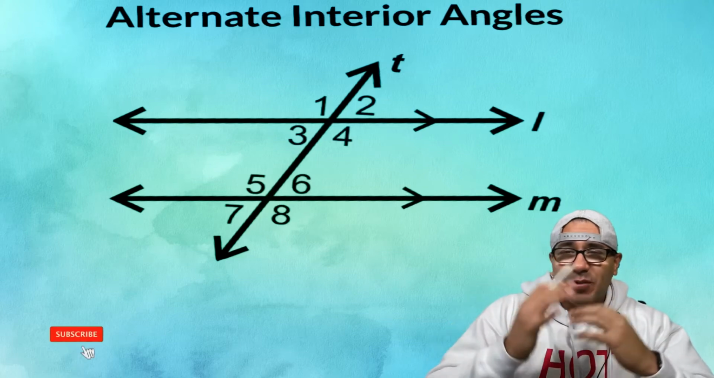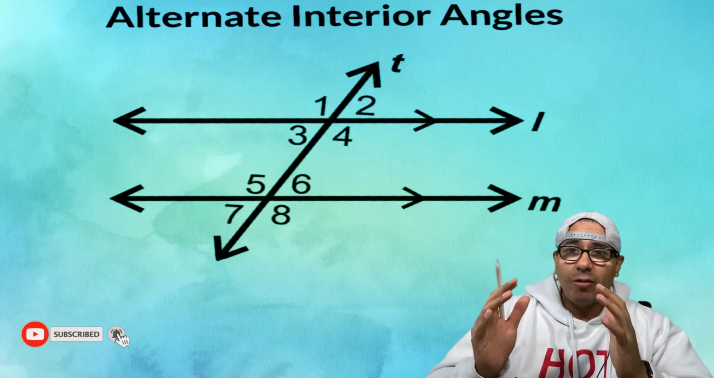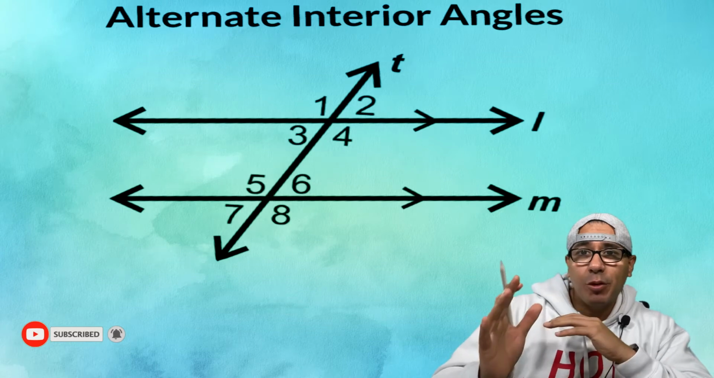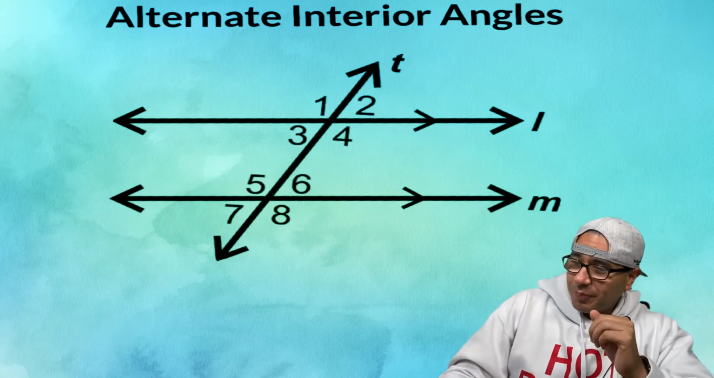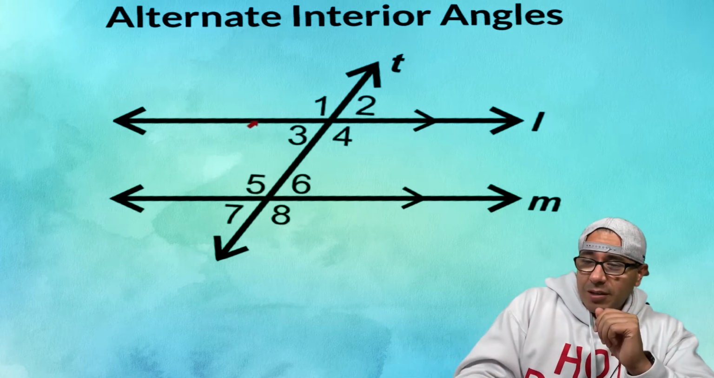All right, mathletes. So what are alternate interior angles? Because we see them all the time throughout math classes, right? So let's make it clear and simple. What you need is, first, you need two parallel lines.